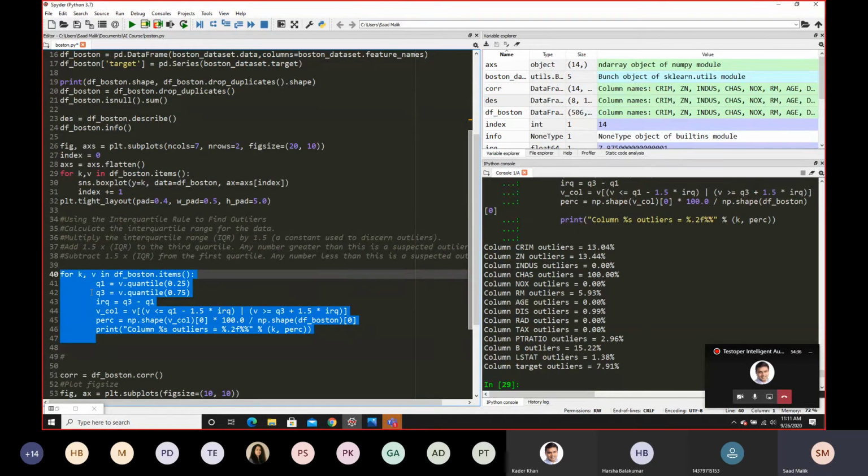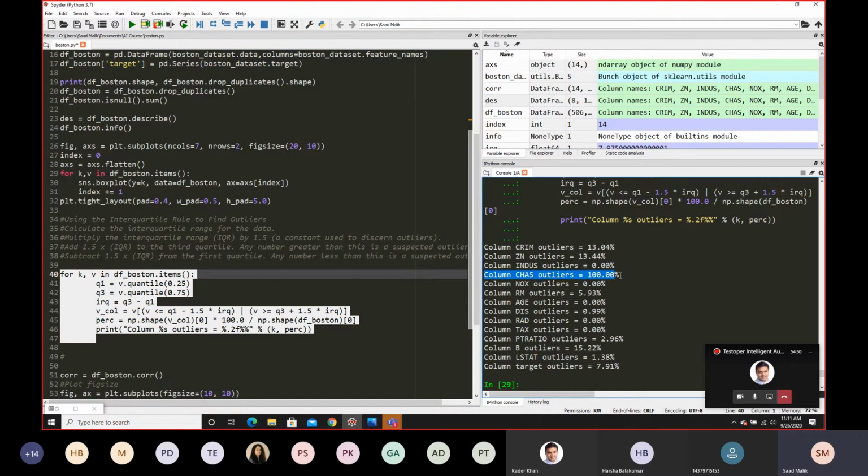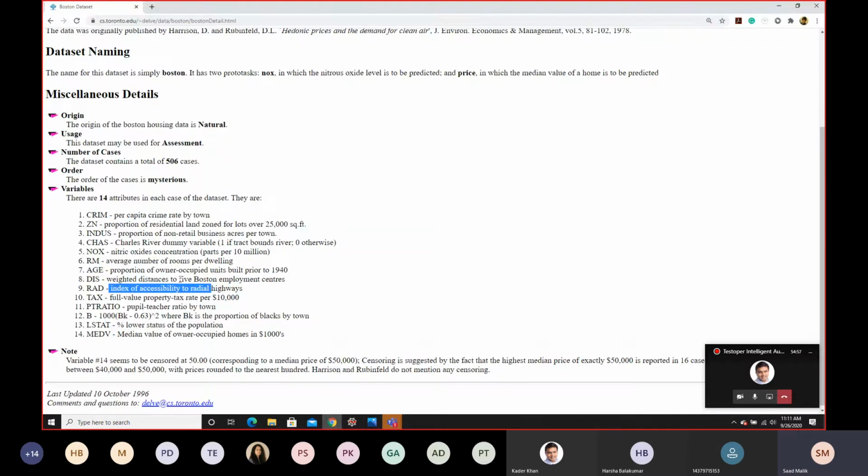Using this interquartile method, I got the percentage of outliers in each of the columns. Now, I mentioned before that this only works when you have data that is in some kind of normal distribution. For this variable, I'm getting 100% outliers, but the reason is that this variable is actually a categorical variable. And what is a categorical variable? It's like a 1 or a 0, or it could be a bin as well. It's like a category. Because it's a 1 or a 0, I don't need to worry about that as an outlier.